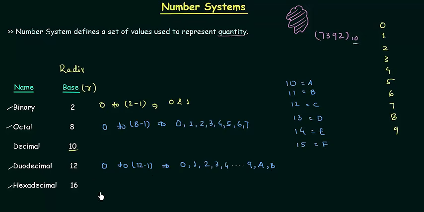For hexadecimal, we will repeat the same process. 0 to 16 minus 1. 16 minus 1 is 15. So we have 0 to 15. So 0, 1 all the way to F, because F is 15. This was the small introduction on number systems. In the coming presentations, we will see more details on them.